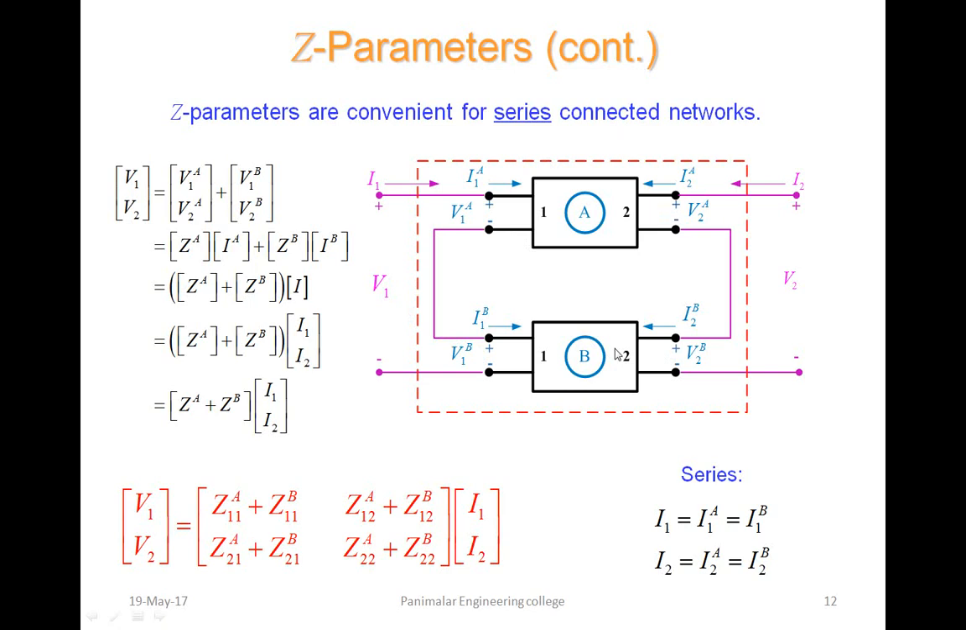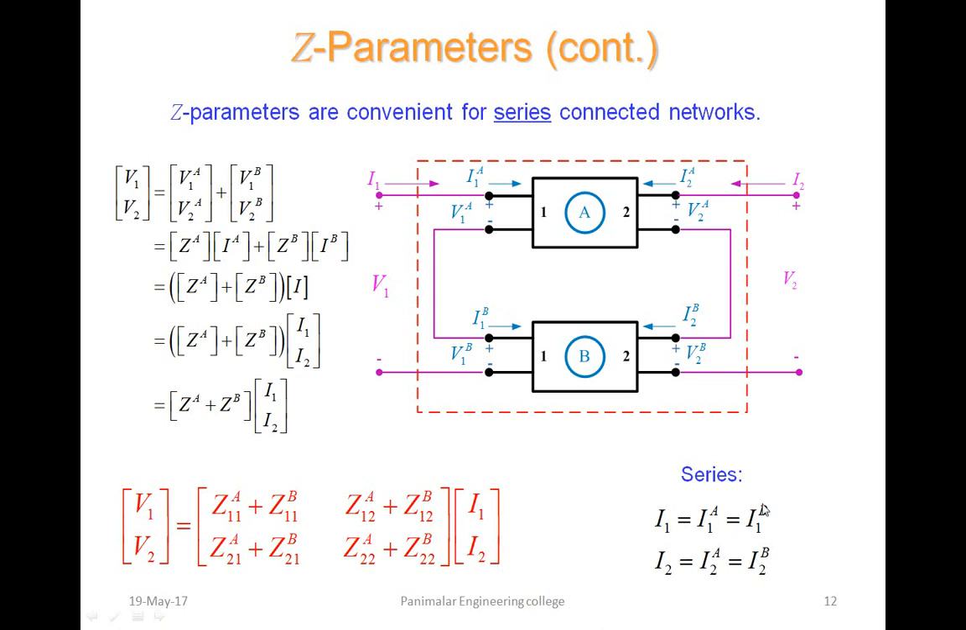Accordingly, the matrix expression can be obtained like this: V1, V2. Because in a series connected network, the voltage at the input port as well as the output port is going to be common. This circuit has two devices which are connected in series. The total voltages V1 and V2 are obtained as V1A, V2A plus V1B, V2B, which is the voltage contributed by both device A and device B. Correspondingly, the respective impedance and current. So this is how the matrix will be written.